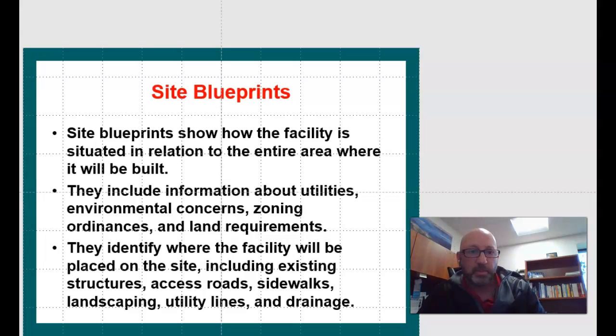They included information about utilities, environmental concerns, zoning, ordinances, and land requirements. They identify where the facility will be placed on the site, including existing structures, access roads, which I just described, sidewalks, landscaping, utility lanes, and drainage. Okay, next one. We talked about the site.